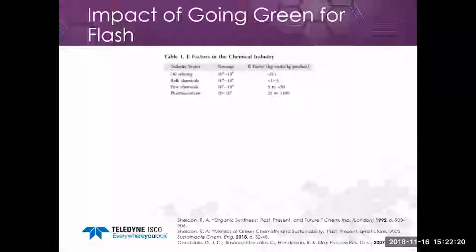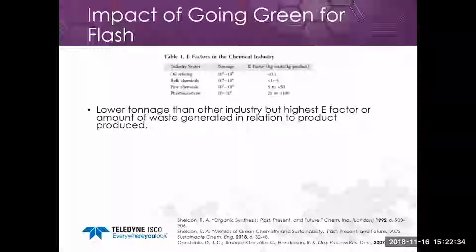So the next question is, what kind of impact can going green in flash have on the overall E factor, or environmental footprint of the industry? So we've got a nice figure here. This shows the amount of chemical waste produced in relation to product produced. And you'll notice that if you compare the pharmaceutical industry to other industry sectors of chemistry, fine chemicals, bulk chemistry, and oil refining, the actual amount of waste is the least in regards to those other areas, but the actual E factor, where the amount of waste per kilogram of product, is actually the highest.